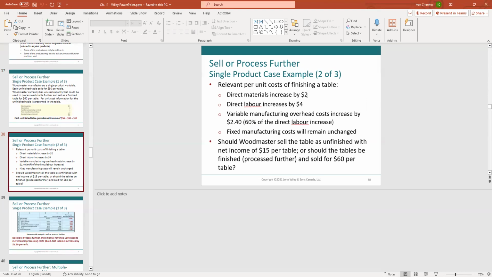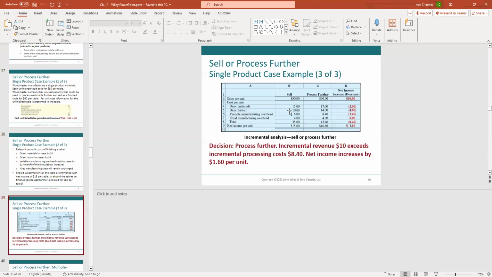What should I do? I think you should still go ahead. How much is the additional cost? 8.4. That's the cost. How much am I generating? $10. So I'm still making 1.6, right? Okay. Yeah. So let's see if that's true.